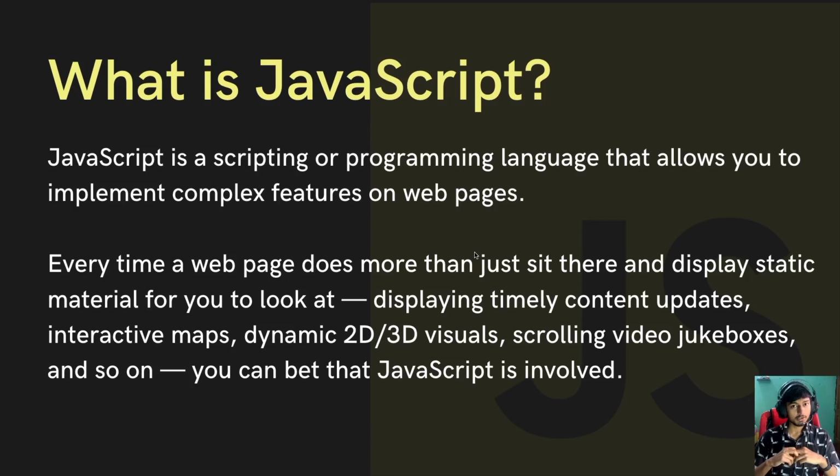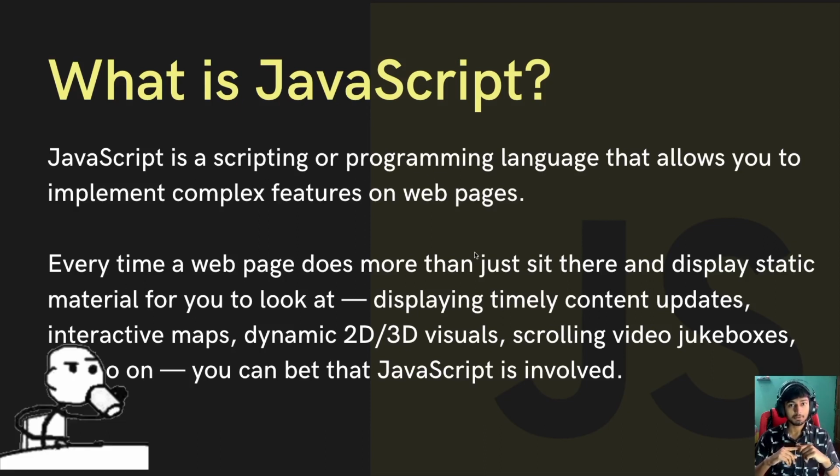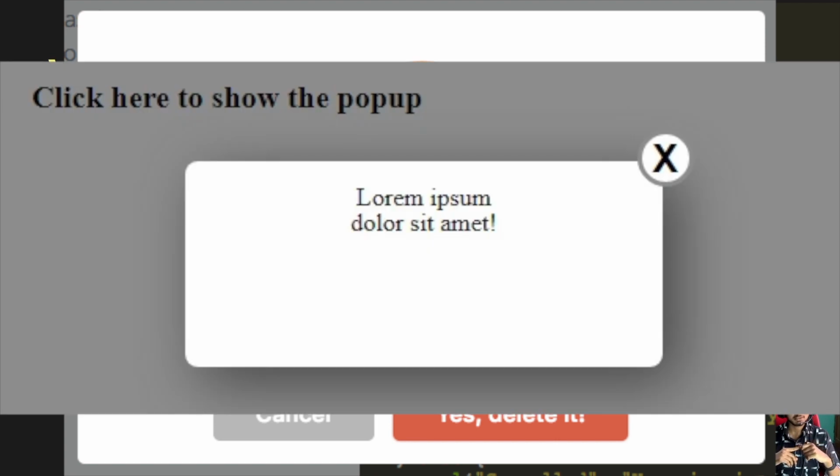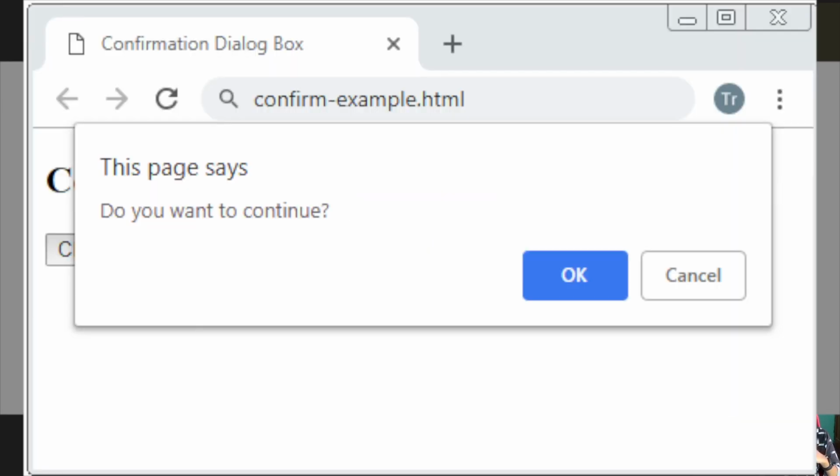If you see a website doing more than just being static, you can right away say that it's using JavaScript. Like if it pops up a message, pop-up confirm modals, anything like that, an alert box, you can right away say that it's JavaScript.